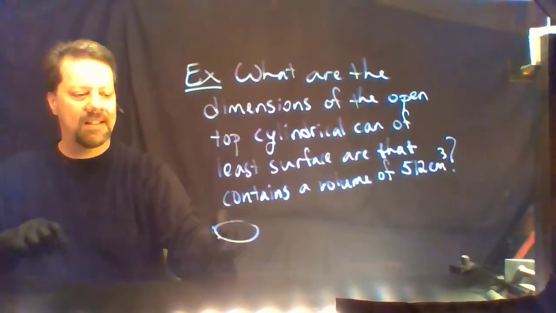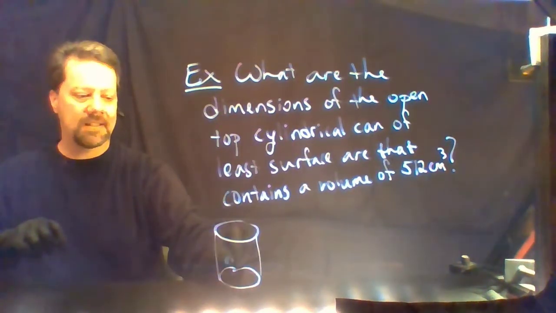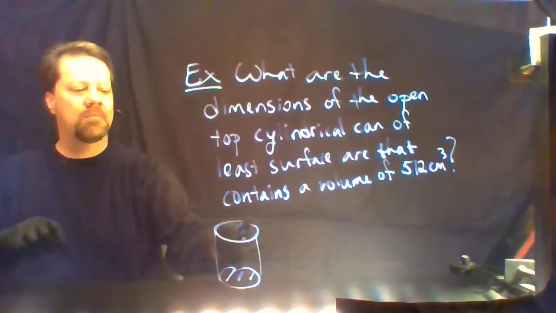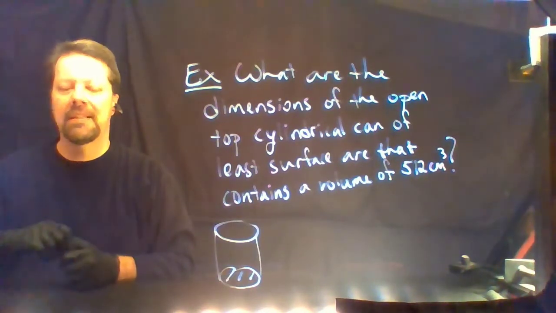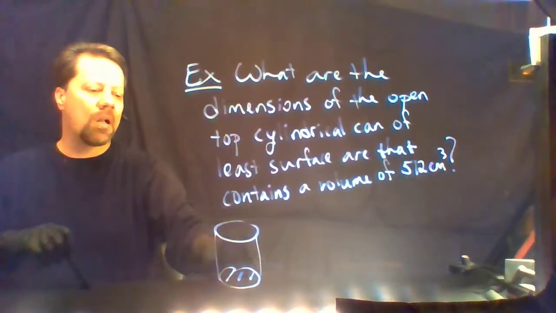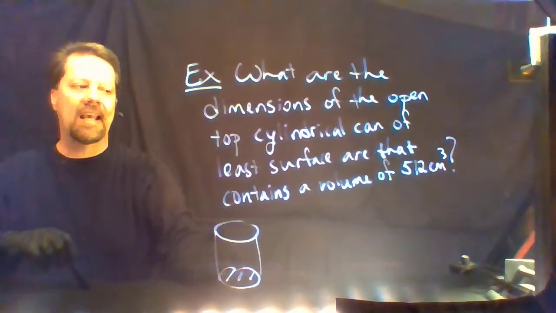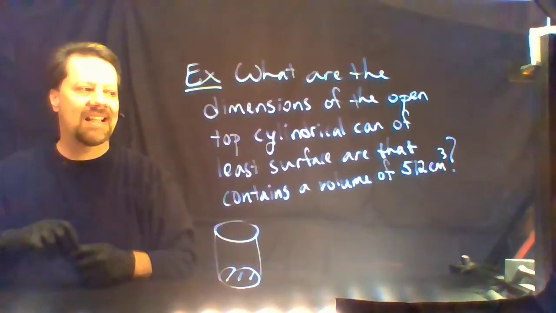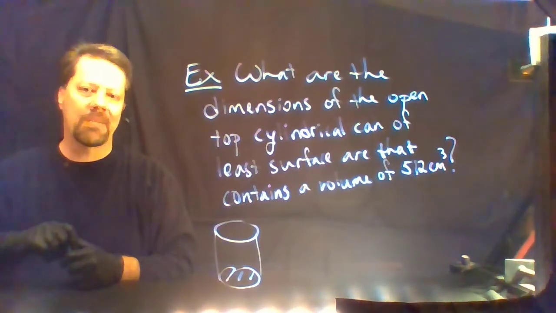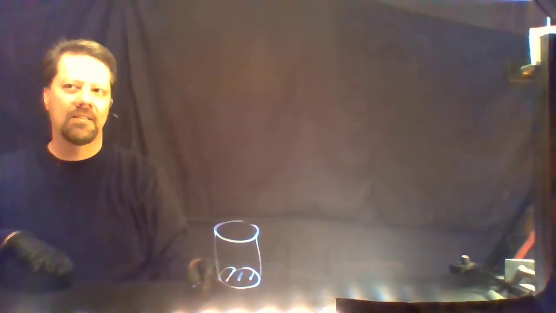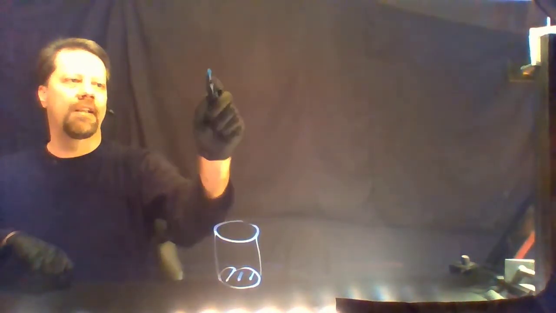The picture is like this. We have a can. It has the sides, it also has a bottom, but it doesn't have a top. I want to have the smallest total surface area on this can, but it has to contain 512 cubic centimeters. We're trying to minimize surface area.